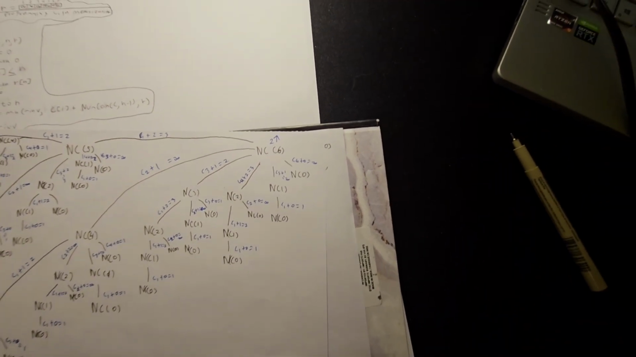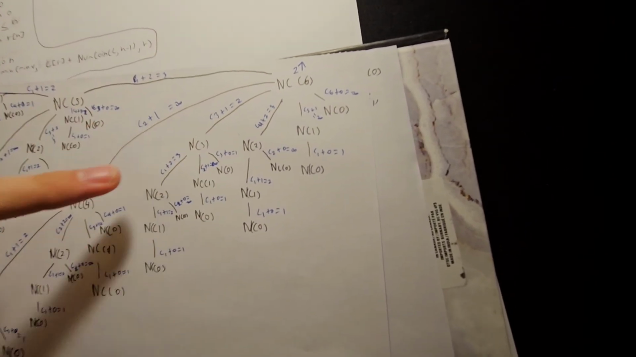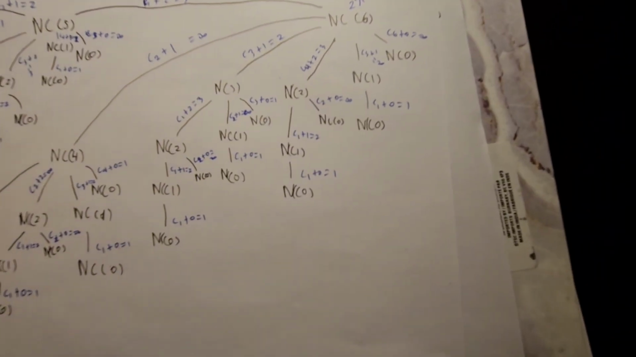And then if you're doing 3, it's going to have 8 runs. As you can see here, 1, 2, 3, 4, 5, 6, 7, 8 right there. So that is the time complexity of this. So you got big O, 2 to the power of n.